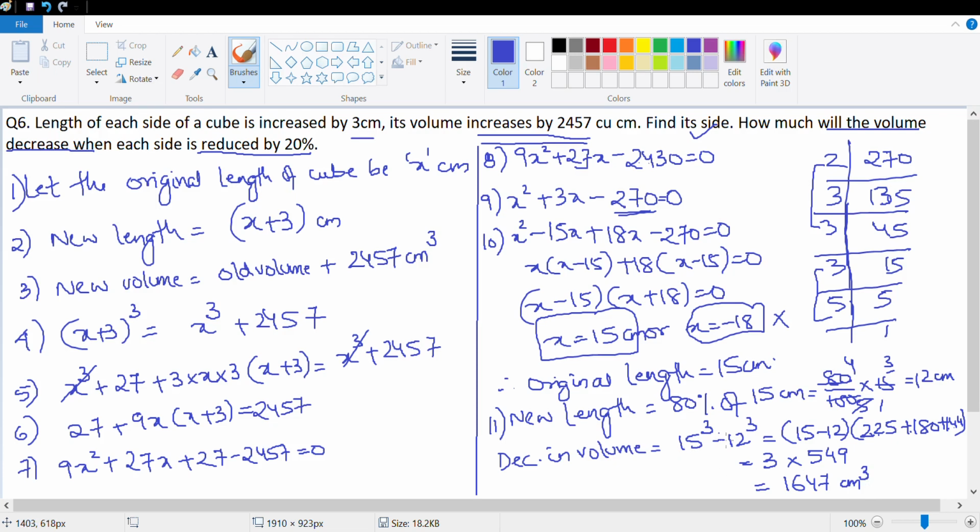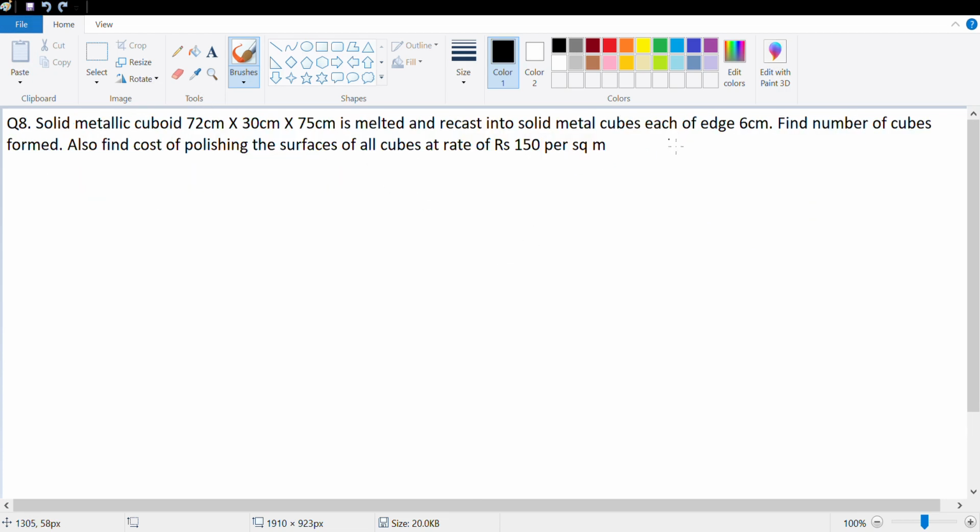So if you reduce each edge by 20%, then the volume will reduce by 1647 centimeter cube. Good. Let's look at the next question. The next question that we'll do will be question number 8.